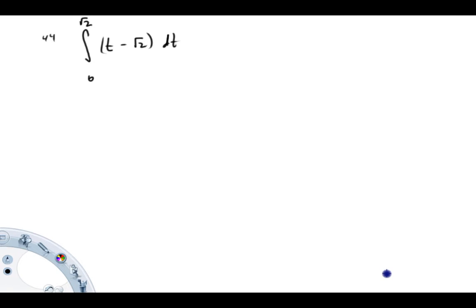The purpose of this video is just to give an example of how to evaluate a definite integral. So what we're looking at here is the integral from 0 to root 2 of the quantity t minus root 2 dt. And this is going to equal some function evaluated at root 2 minus some function evaluated at 0, again, provided that we can find that function that has a derivative equal to t minus root 2.